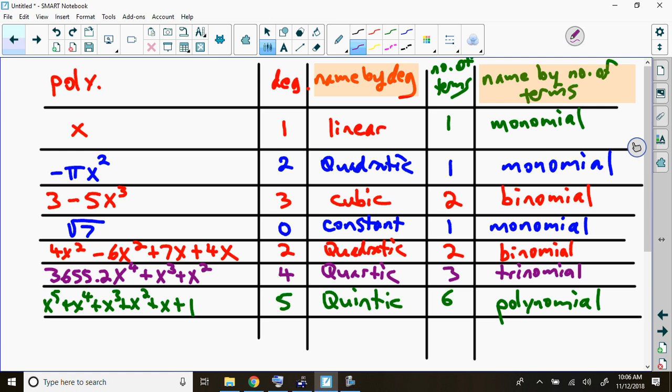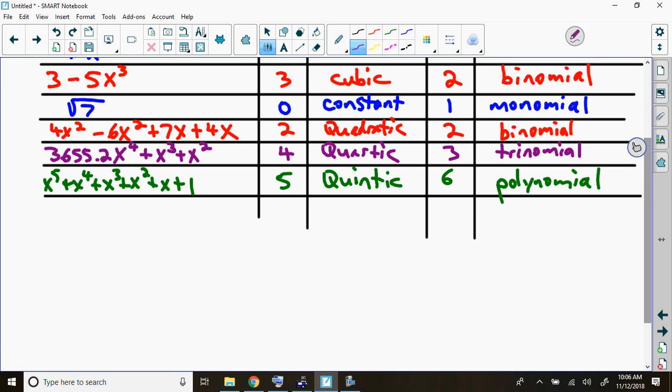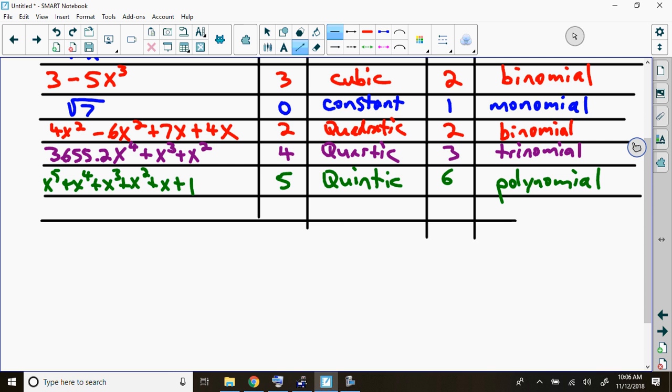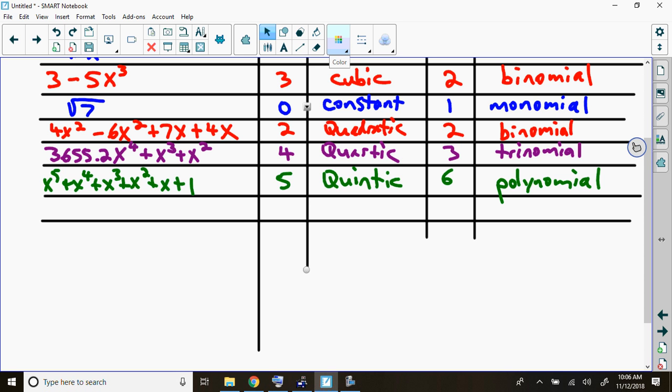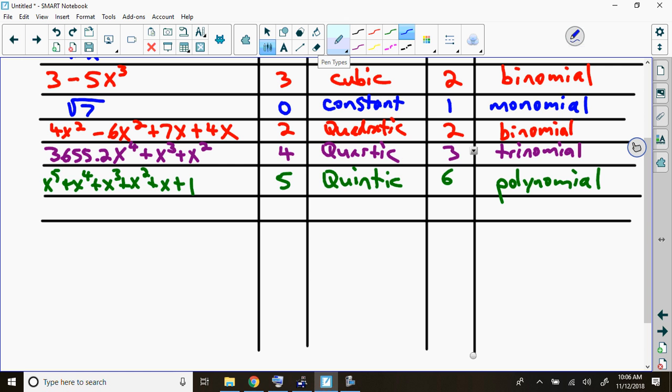Anyway, so let's keep on trucking. I love this. I love polynomials. They're great. Polynomials are awesome. So keep in mind, anytime it's 3 or more, it's a polynomial. So let's go x to the 6th. The degree obviously 6. Does anybody think they know the name of a 6th degree polynomial?